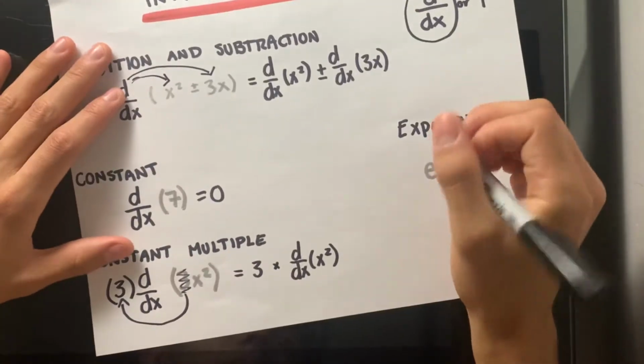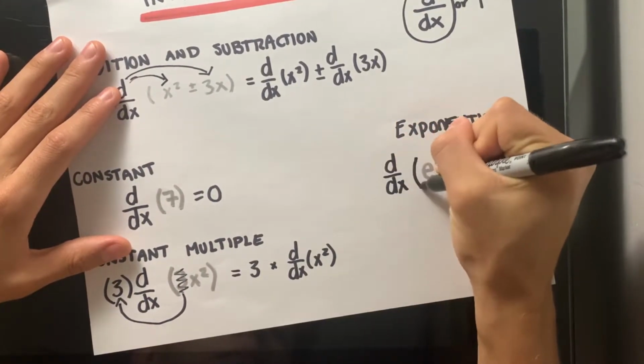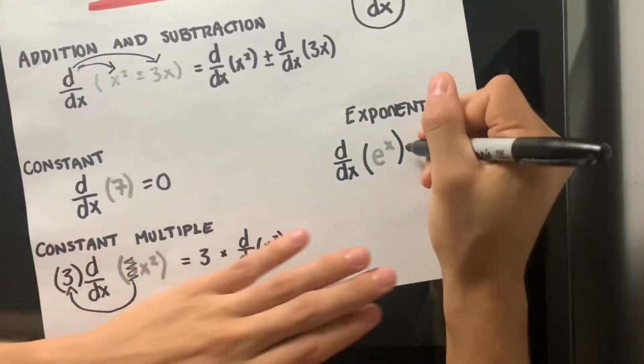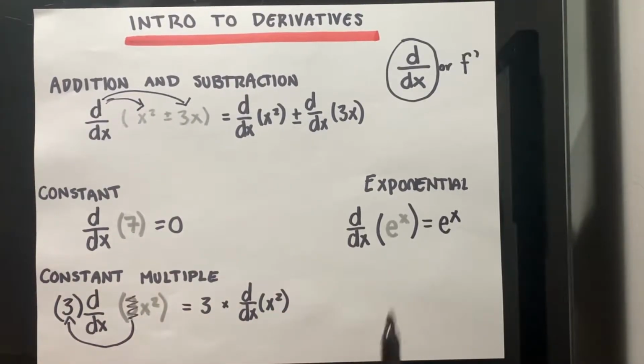And lastly, doing the derivative of the exponential function e to the x, this yields e to the x. So the derivative of e to the x is just e to the x, and that's very important because this function comes up a lot in calculus.